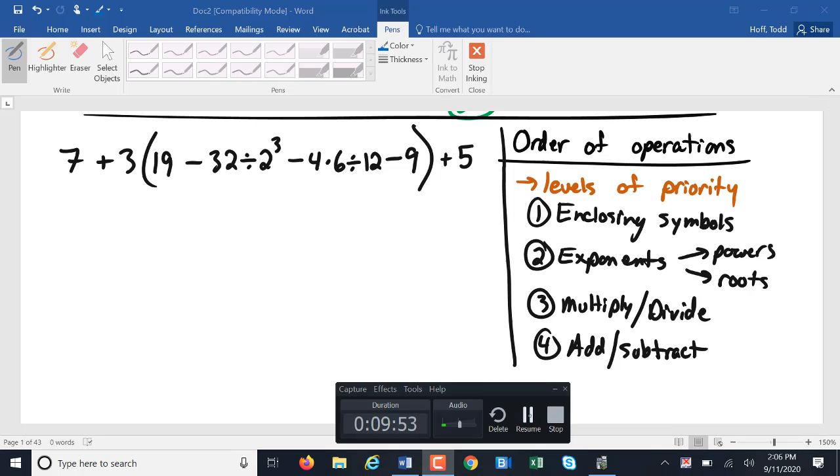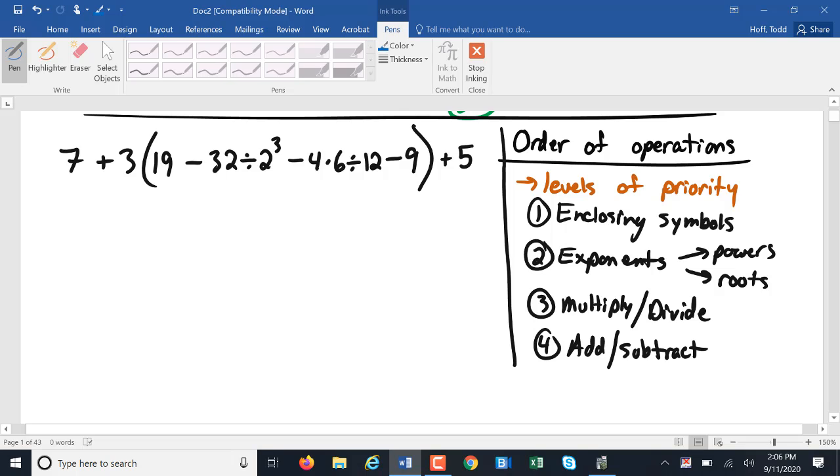Well, so where we left off last week is we started talking about order of operations, those levels of priority: the enclosing symbols, exponents, multiplication, division, addition, subtraction. And we did a couple very simple examples. Well, I want to start off today with a little bit more difficult example, then work our way up to a few others, and then we'll get you guys doing some of them on your own. So the example I put up here has a little bit of everything in it.